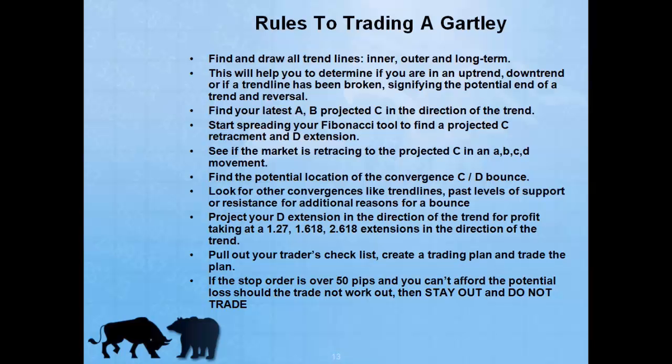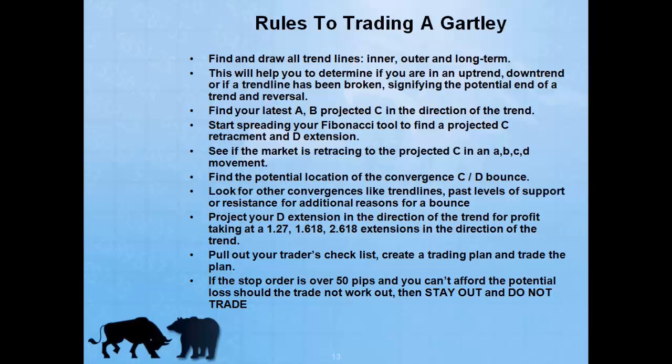And also find the sub ABCDs against the trend and pull a Fibonacci from those A to B and find where they converge, where's their Fibonacci convergence. And then we look for past levels of support or resistance to give us additional levels to bounce. We could also look for trend lines or pivot points. And we predict our D extension at the 127, at the 1618, or the 2618, depending on where's the next level of support or resistance and pivot points, and also Fibonacci convergences.